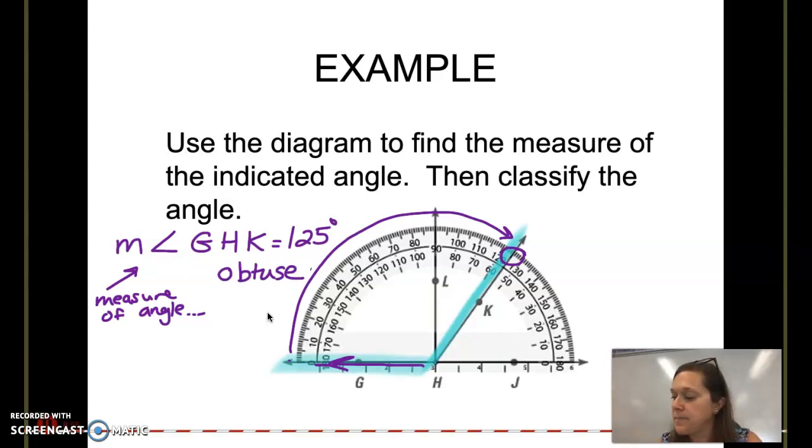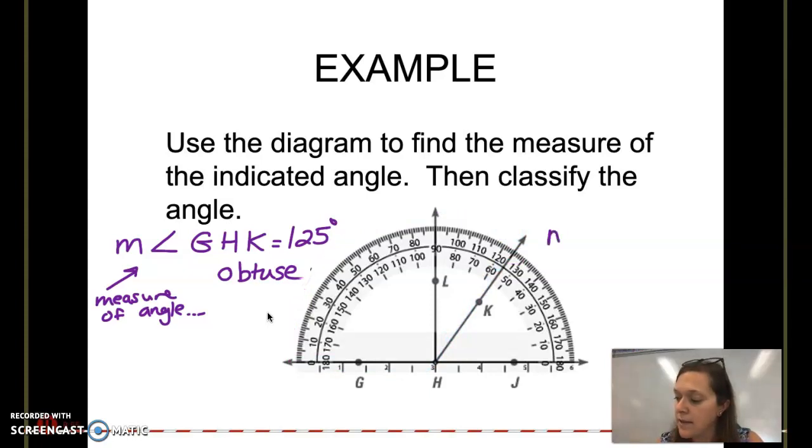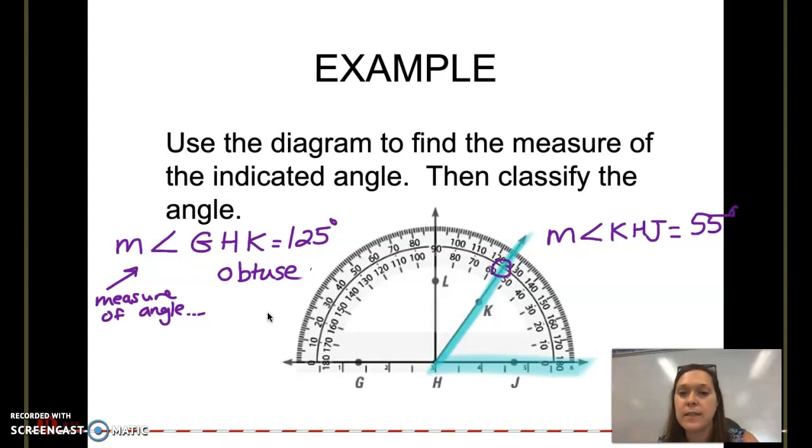Good, let's do another one. I want you this time to find the measure of angle KHJ. So KHJ. Did you say 55? Hopefully you did. 55 degrees. Notice it's in between 50 and 60. How would we classify that? Is that acute, right, obtuse, or straight? Hopefully you said that it was acute.